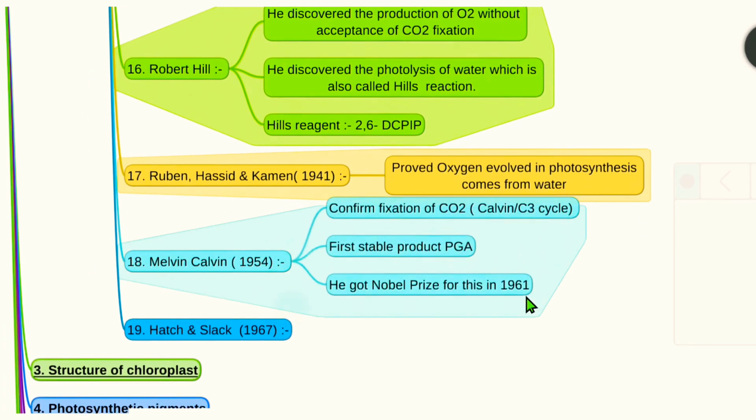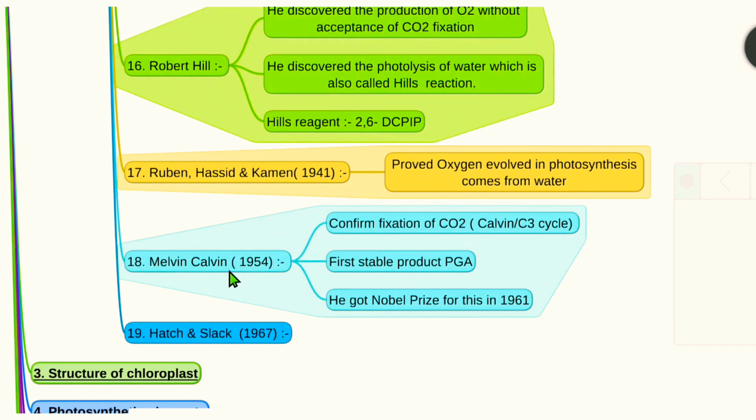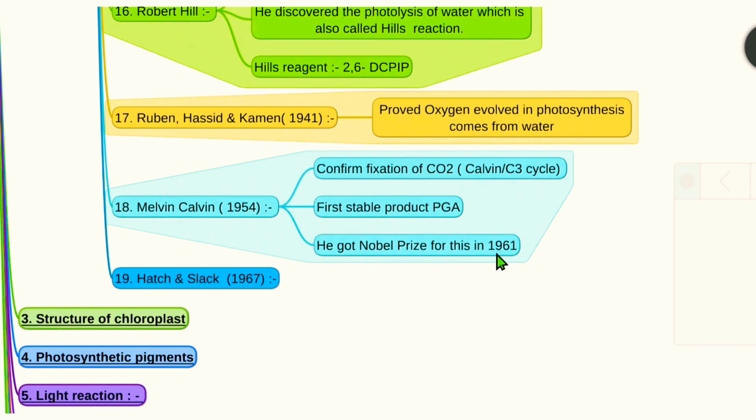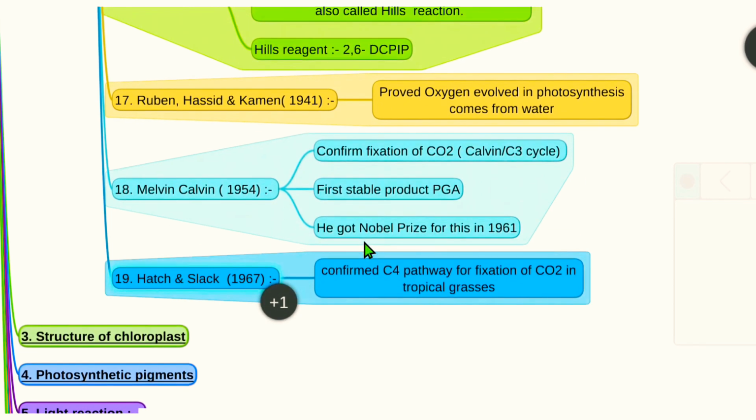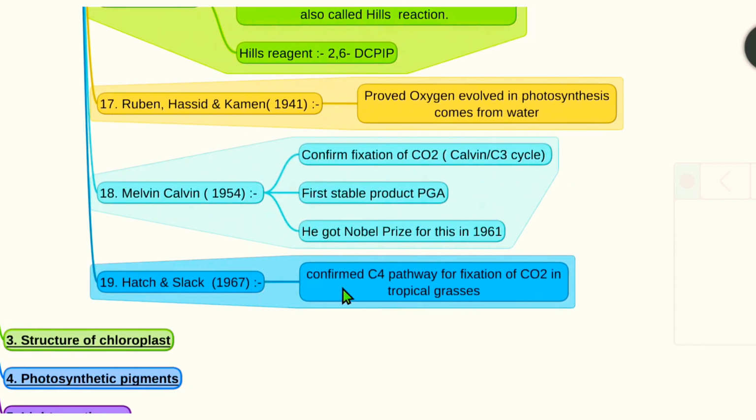And the second last one, Melvin Calvin, one of the most important, in 1954 confirmed the fixation of CO2, that is the Calvin or C3 cycle. He also proposed that the first stable product is PGA, phosphoglyceric acid, and he got a Nobel Prize for this in 1961. The last one is Hatch and Slack in 1967. They confirmed a C4 pathway for fixation of CO2 in tropical grasses.